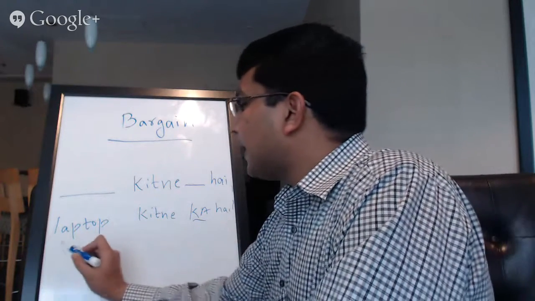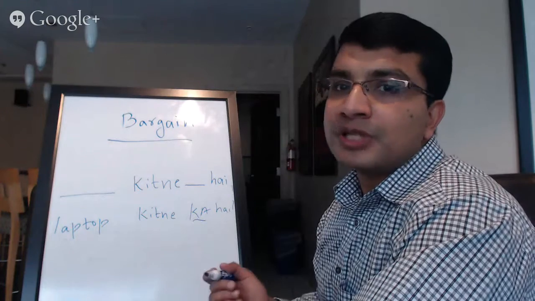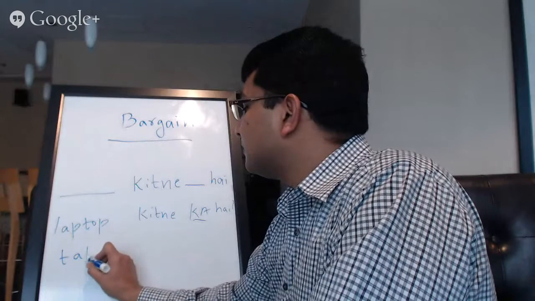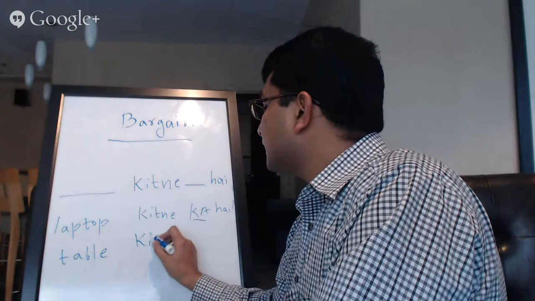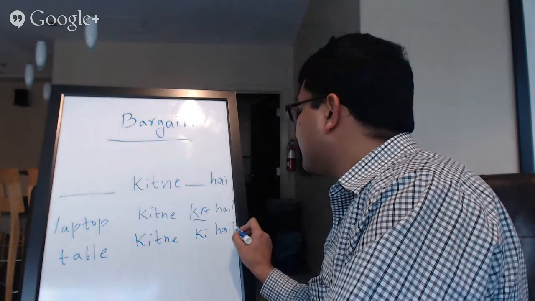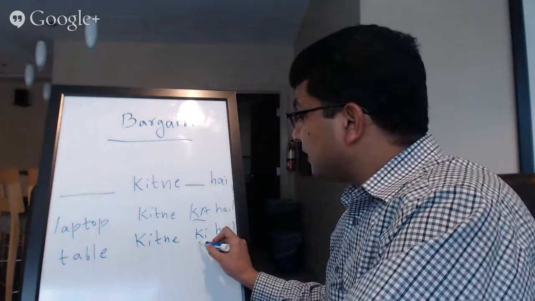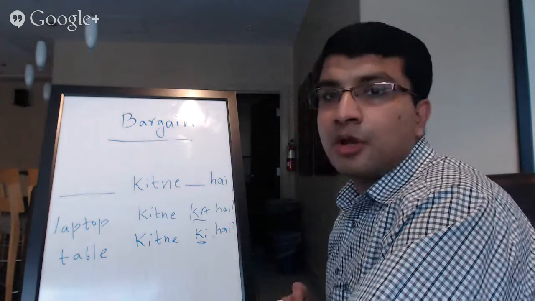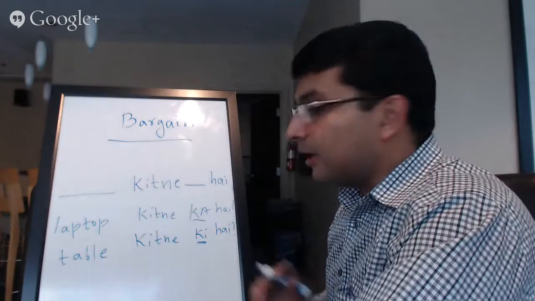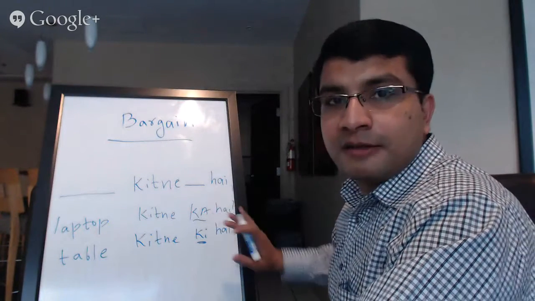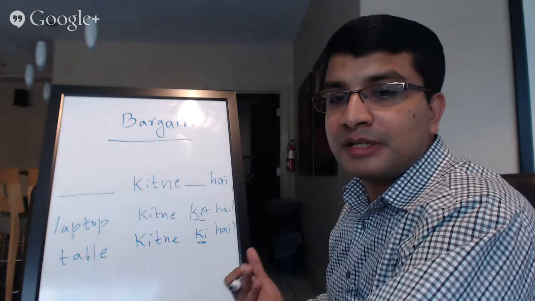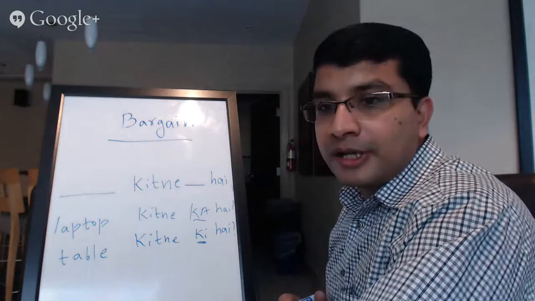Okay. And then let's say you're going to a furniture shop and you see a table you really like. You'll be asking table कितने की है, table कितने की है. Now in case of table you use की because table is considered feminine singular. Don't worry if you make a mistake here at this point. I'll try to repeat it again and again so that it will be strengthened in your case.